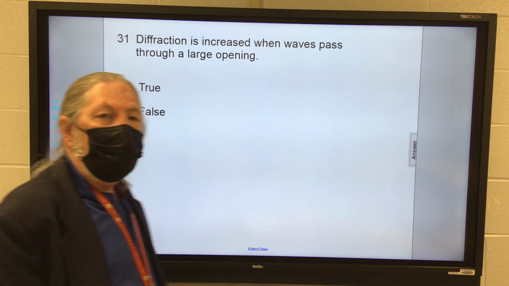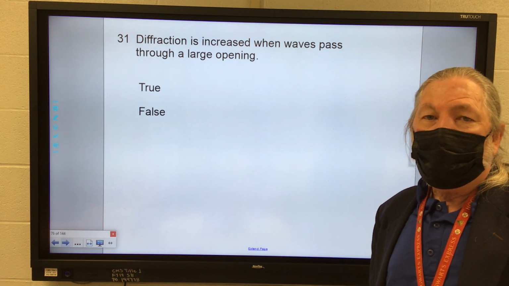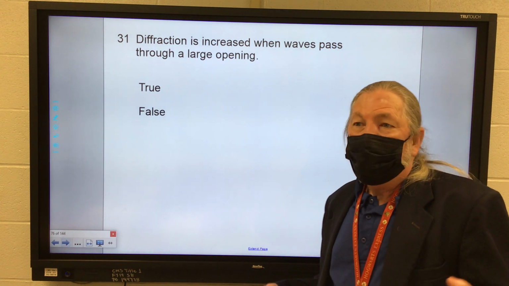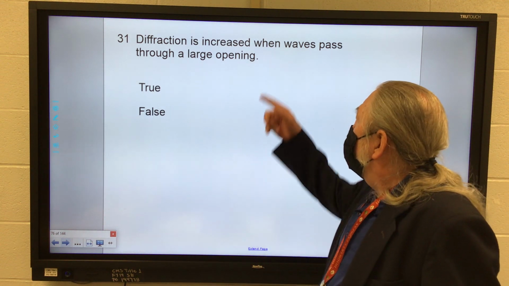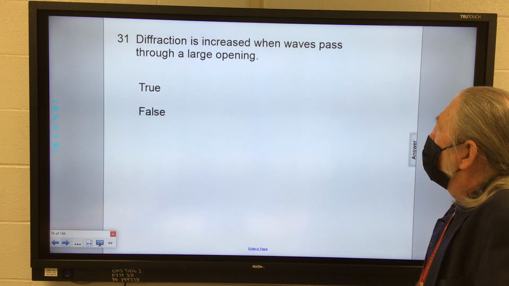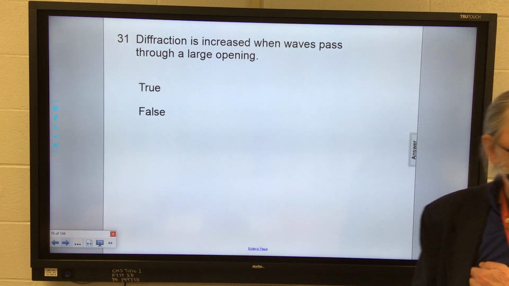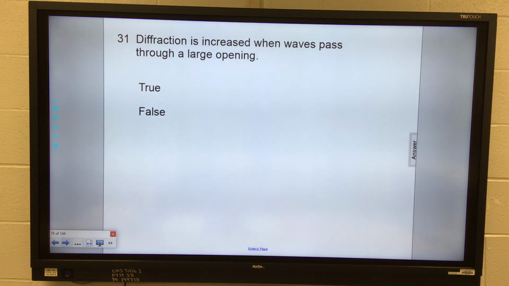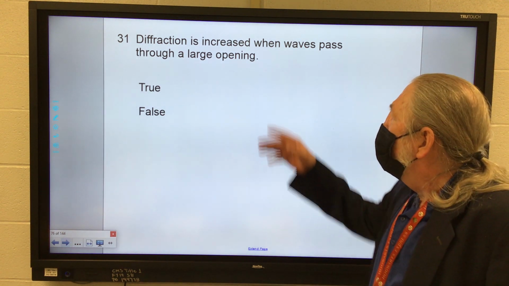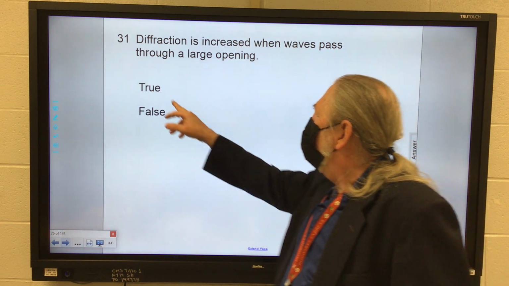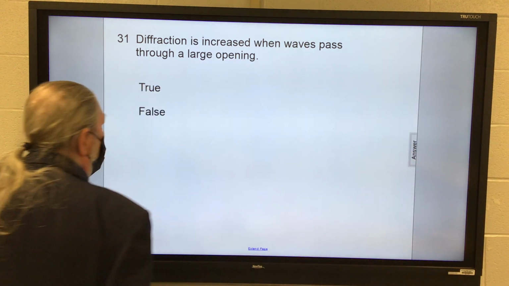For those of you at home, you can go back and scroll back to where we first talked about diffraction. And for those of you in class here, you can go back to the slide too. You don't have to guess. Okay, so diffraction is increased when the waves pass through a large opening. Is that a true statement or is that a false statement? Does diffraction increase with a larger opening or a smaller opening? So this is saying that it increases through a large opening. Is that a true statement or a false statement? Mark your answer. You should know that. You shouldn't miss that.